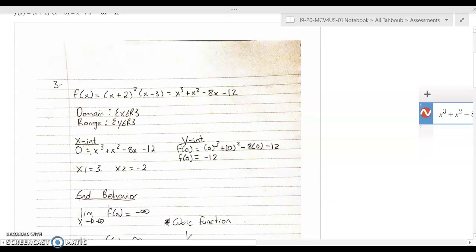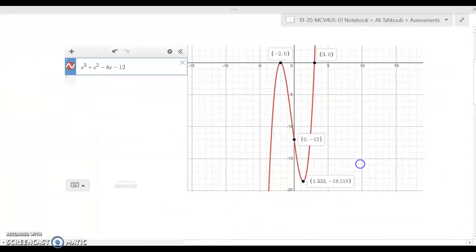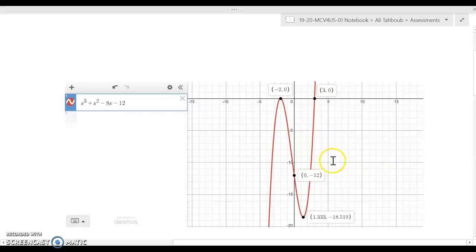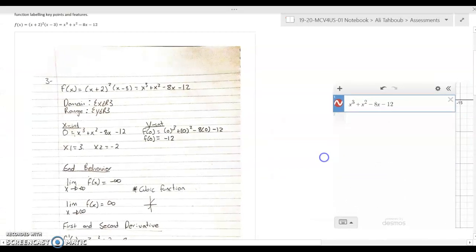Because this is a cubic function, as we can tell from the 3 being the highest degree, as well as a polynomial with no restrictions, I can automatically tell that the domain and range is all real numbers, x and y. As we can see here, this graph can keep going on forever. It won't stop, which means that the domain and range are both all real numbers.